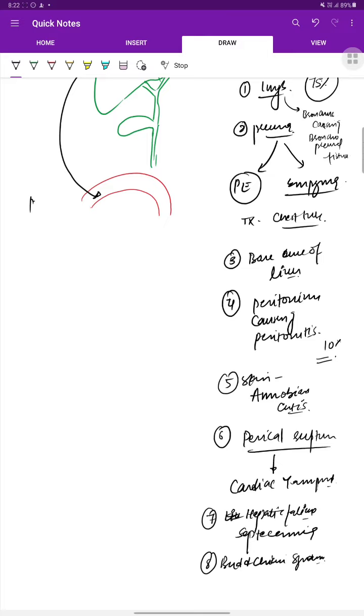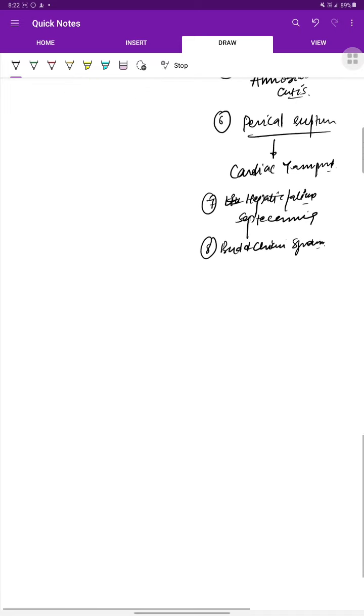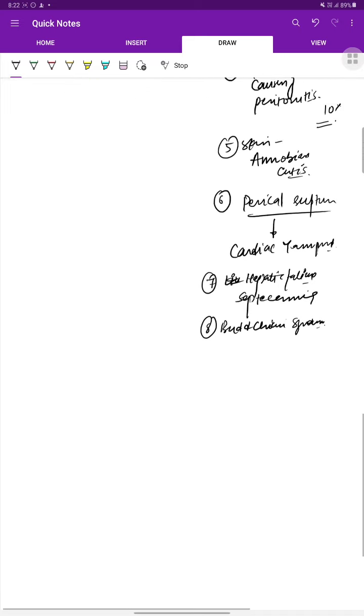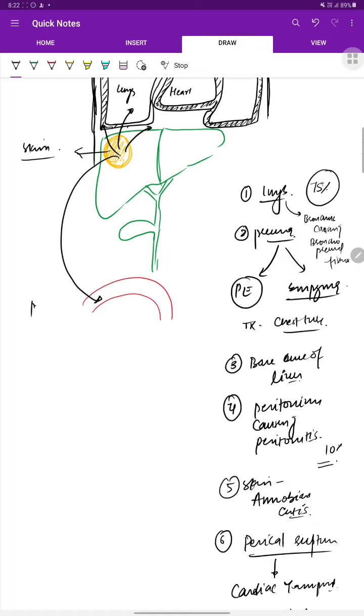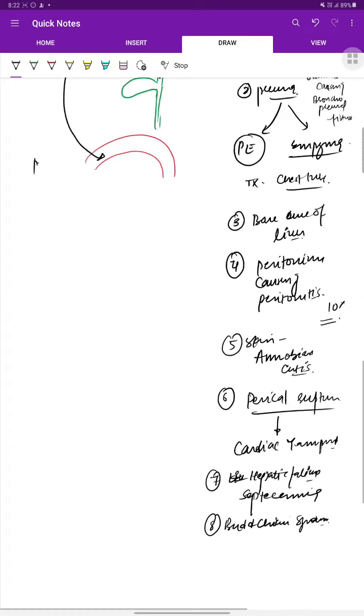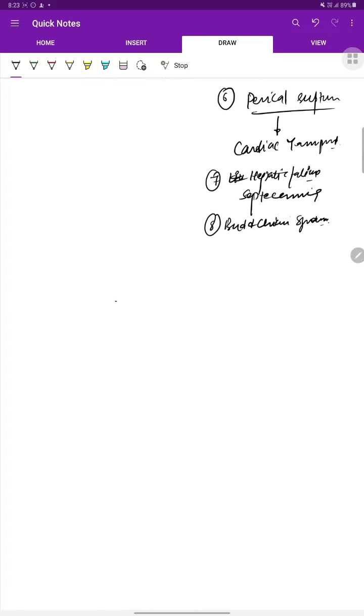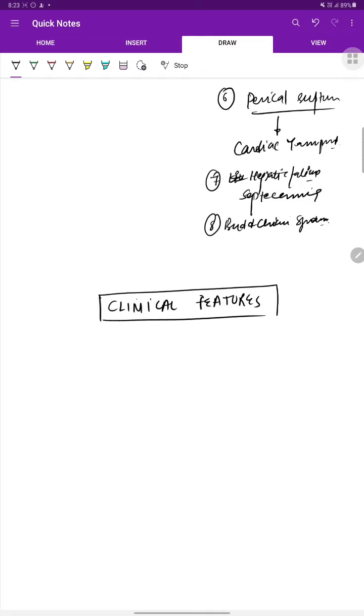So these all can be the fate of this amoebic liver abscess. It can also go to the intestine, go to the peritoneum, leading to peritonitis, or affect this area, drain into the bile, and lead to obstructive jaundice and various other features. Now, clinical features: how does the patient present if having amoebic liver abscess?